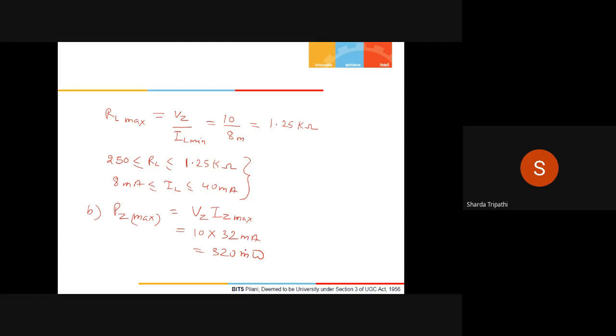Is this fine? So here VI was fixed and RL could be varied. So we learned how to find out the values of RL such that the output voltage is regulated. Any doubt in this case?